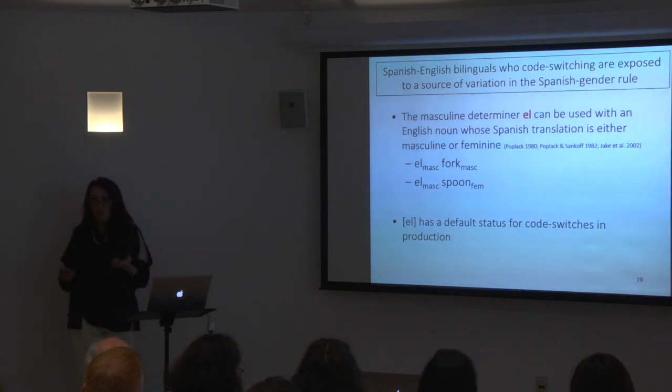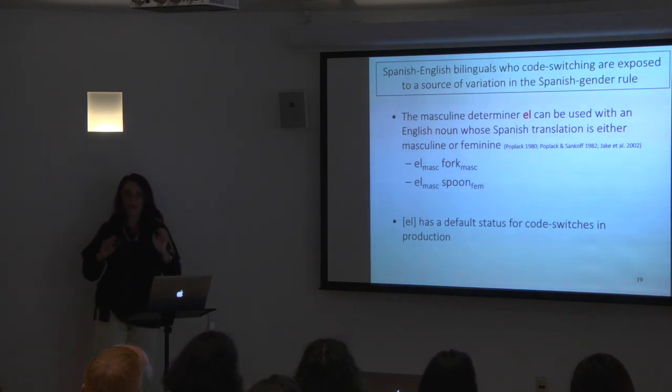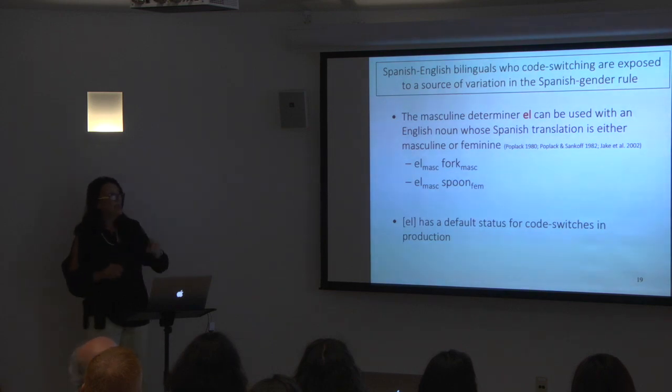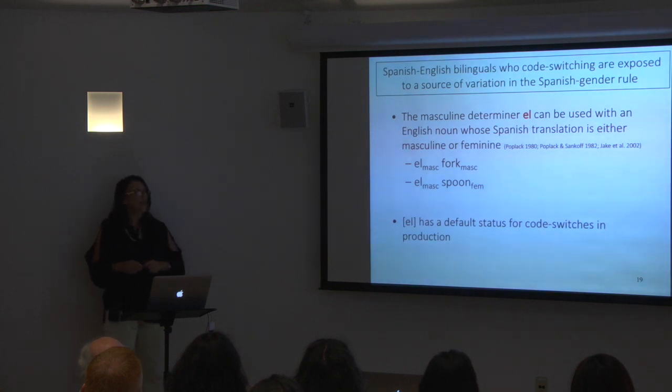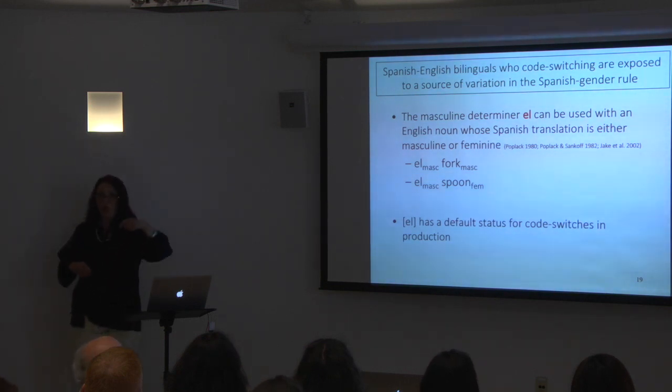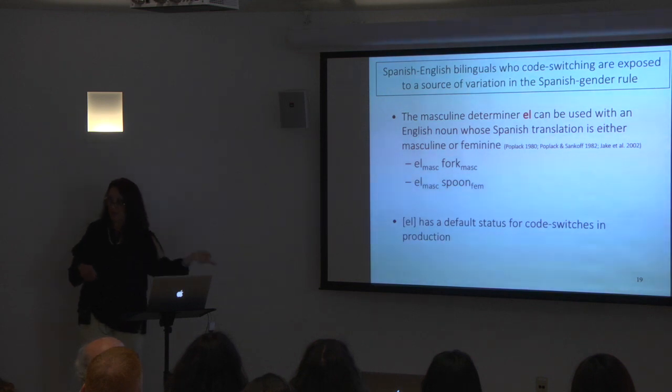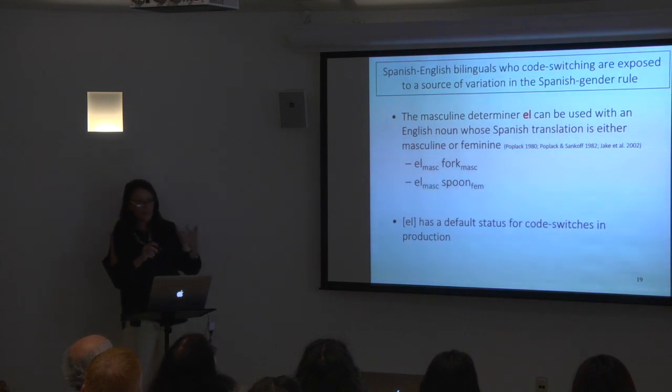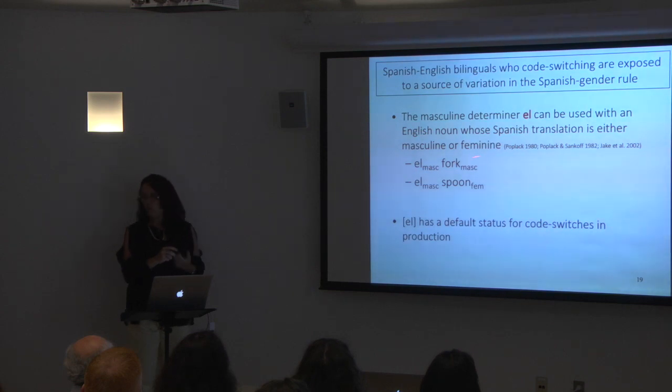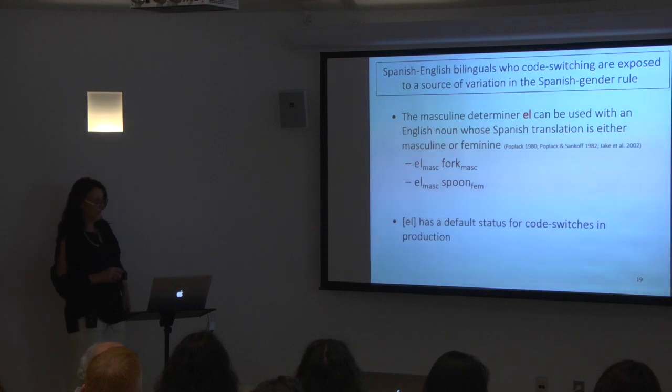What we have observed by looking at many, many hours of corpus data is that when proficient Spanish-English bilinguals are code switching, the masculine determiner el can be used with an English noun whose Spanish translation equivalent is either masculine or feminine. And let me give you an example. We see very often in corpus people speaking phrases like el fork and el spoon. And there are people laughing because, yes, we all do this.